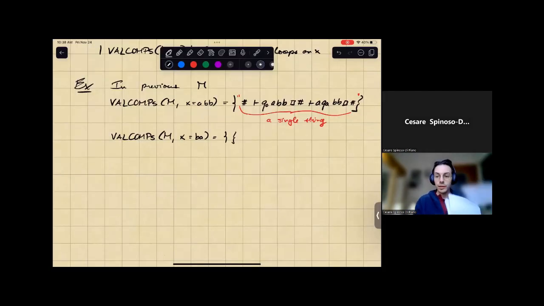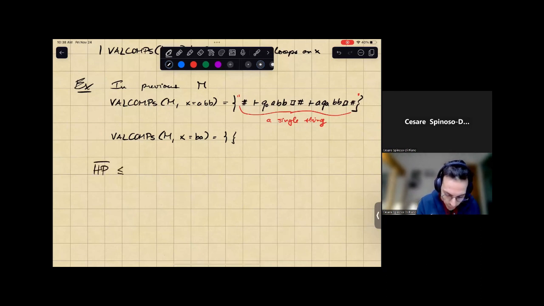Okay, so at this point, you're probably thinking, what does this have to do with the actual objective of this lecture? Because remember, the objective of this lecture is to show that the not halting problem mapping reduces to the all CF problem. Well, valcomps is actually extremely useful to do this because of the following key observation. So the following key observation is necessary to make.